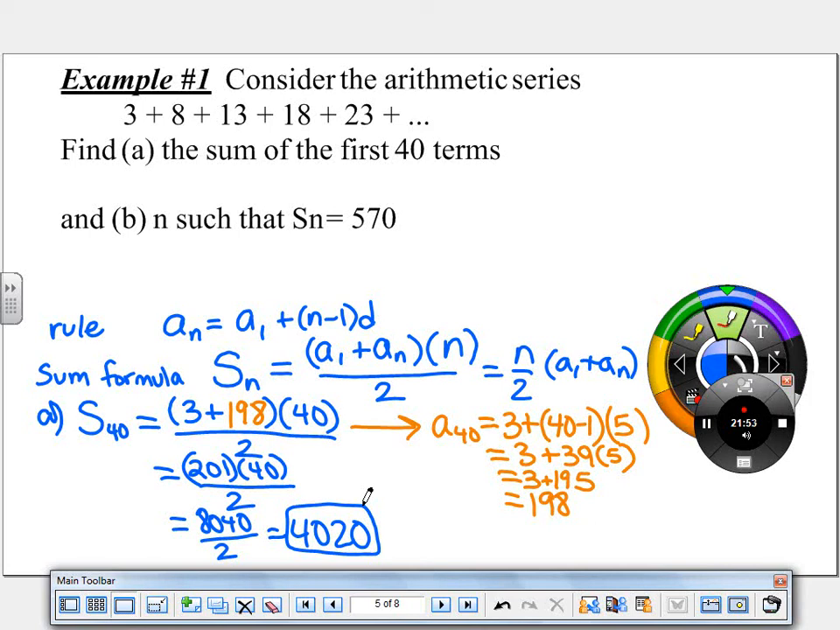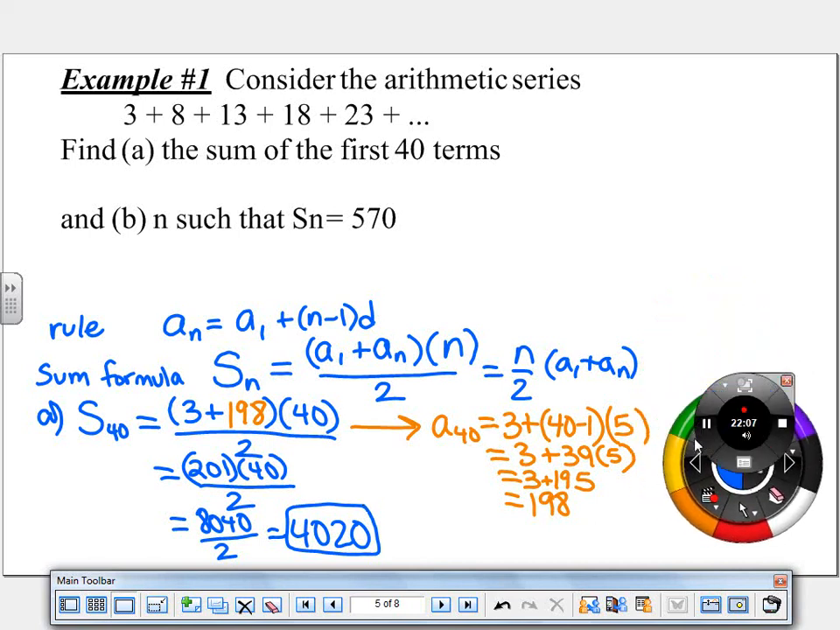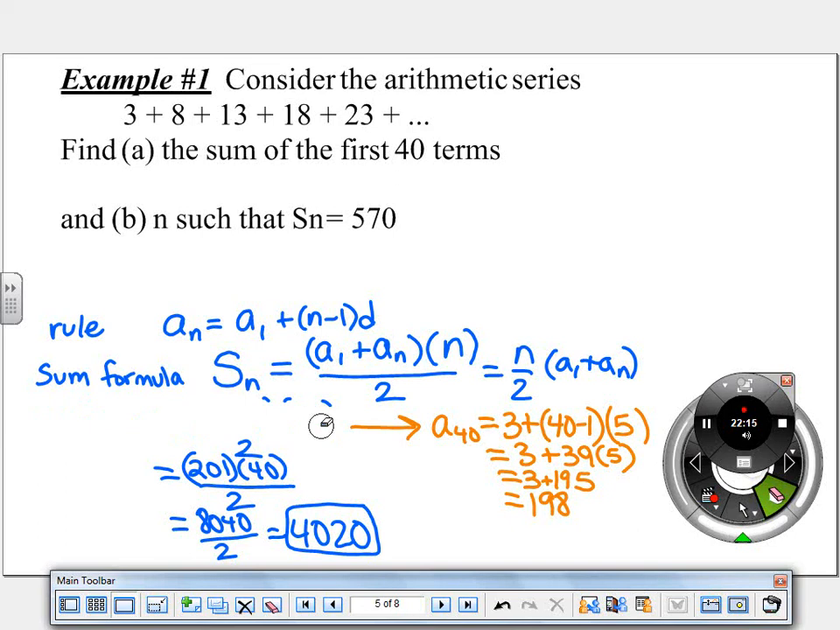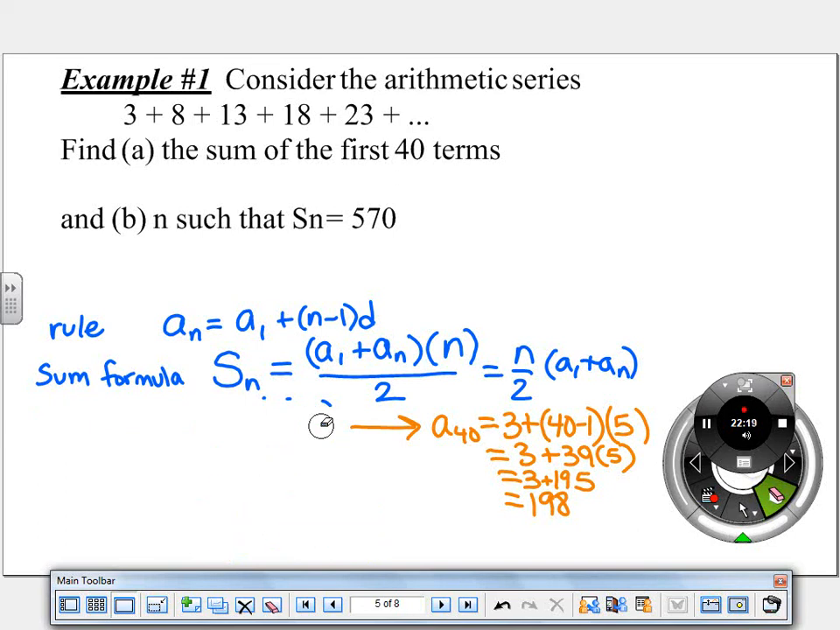All right, so then let's think about part B. We want to find n such that s sub n equals 570. So take a second in your groups and talk about how are you going to find n such that s sub n equals 570. Like, what would be your approach? Talk with people in your group. What do you know? What can you figure out?